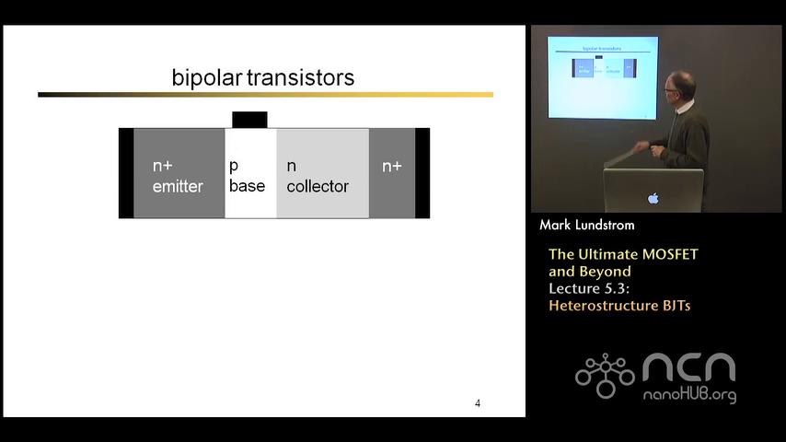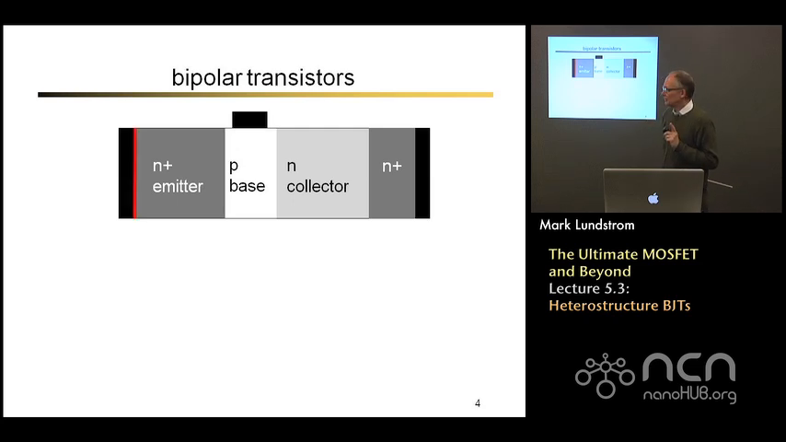So here's a cartoon. It consists of a heavily doped N-type region we call the emitter. This is like the source of a MOSFET. It consists of a P-type material we call the base. This is like the channel of a MOSFET. And then it consists of an N-doped collector and a heavily doped region to make contact to it. That's like the drain region of a MOSFET.